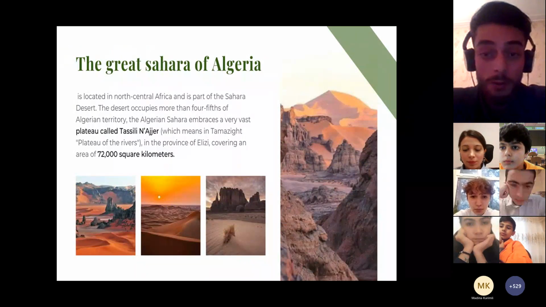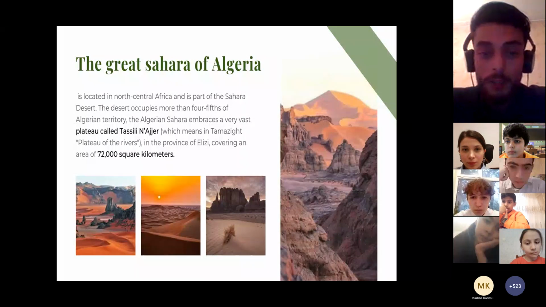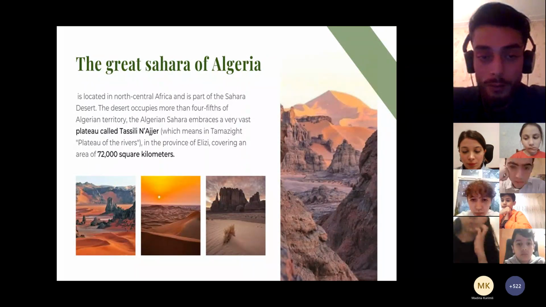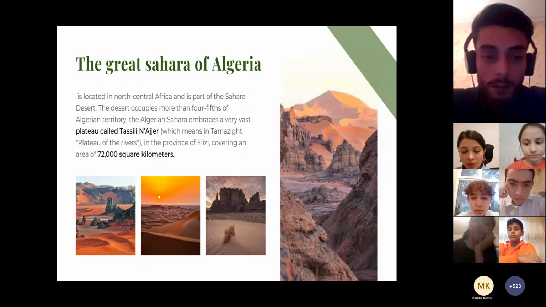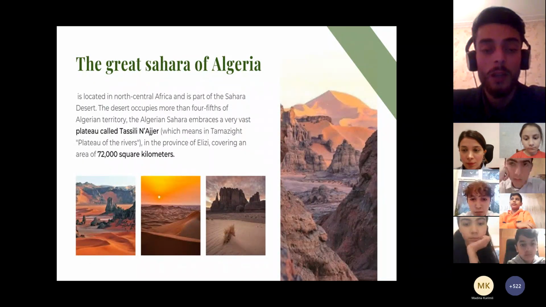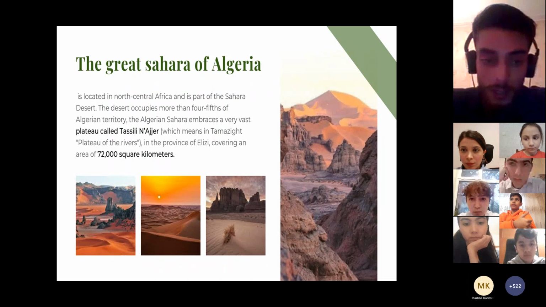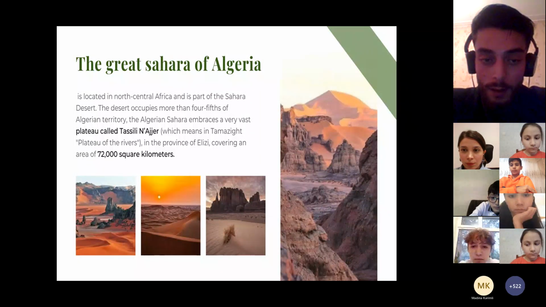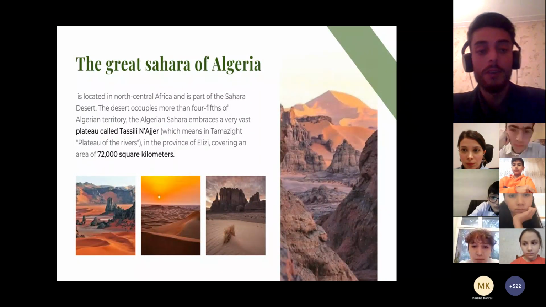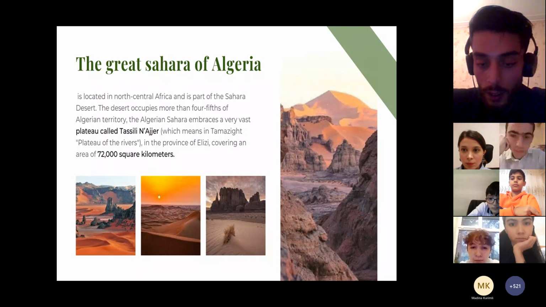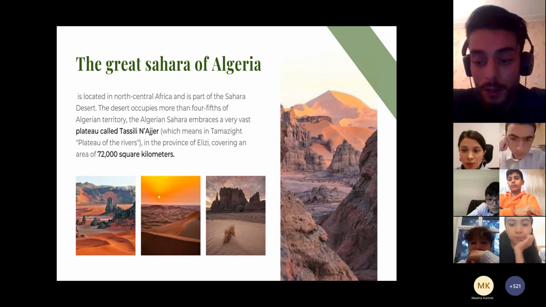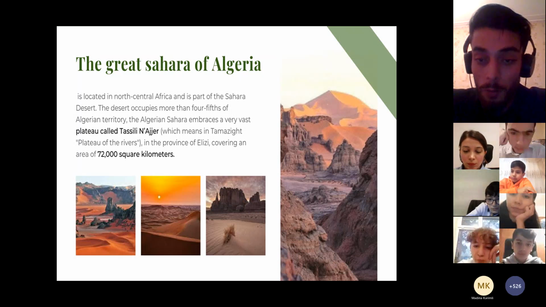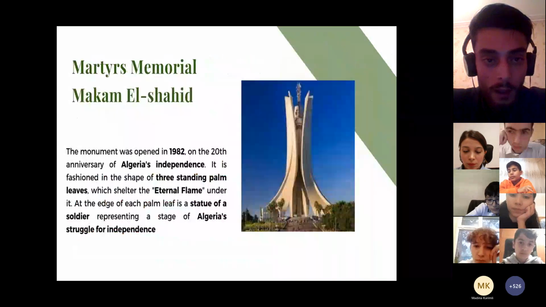And about our Sahara, it's really a great place to visit in Algeria. It's located in northern Central Africa as part of the Sahara and occupies more than 90% of the area of Algeria. It's very vast and embraces a very vast plateau called Tassili. And the province of Illizi covers an area of 72,000 square kilometers. It's really a great place to visit or to have a rest, a vacation. If you visit Algeria, you must go to the Sahara of Algeria.